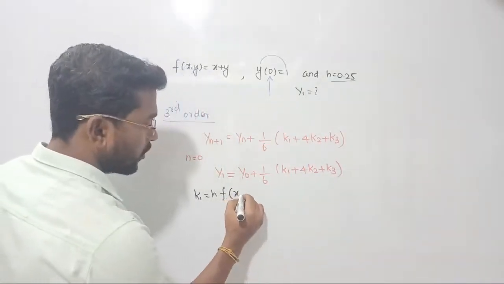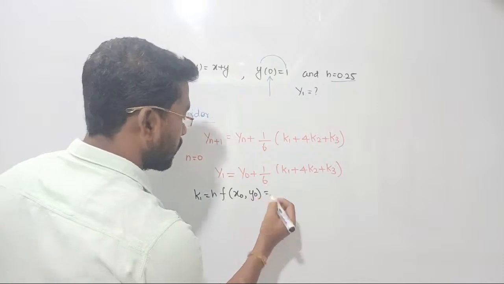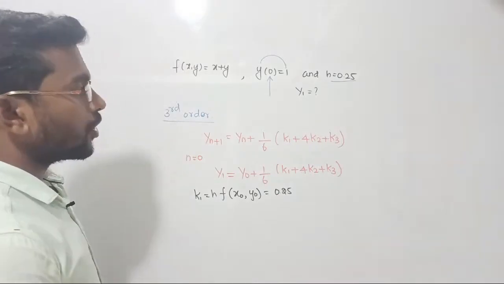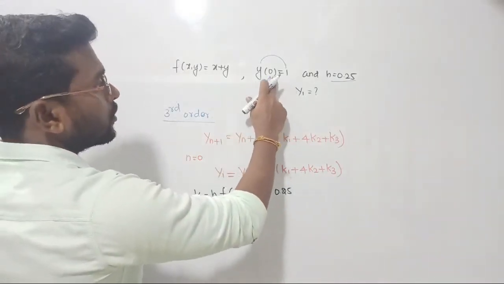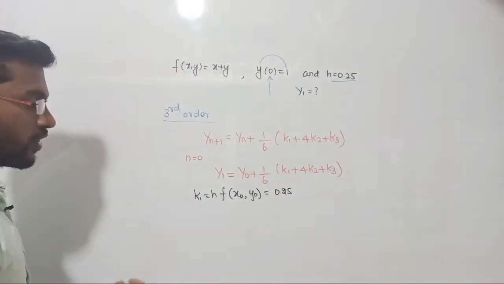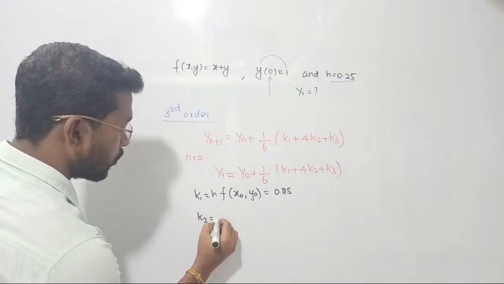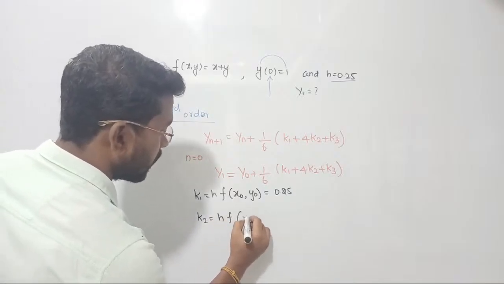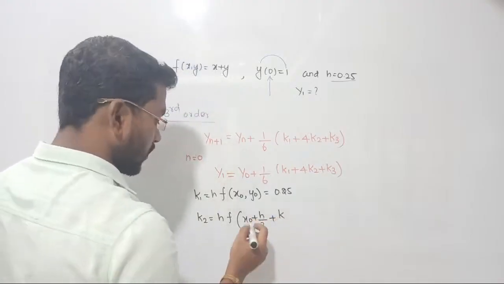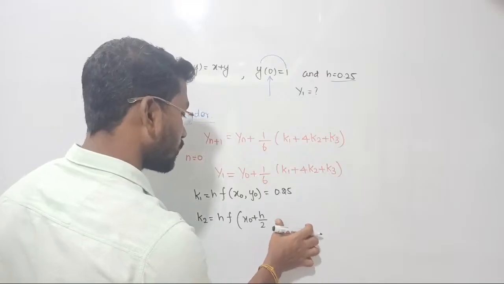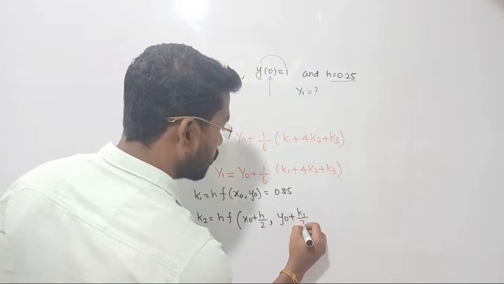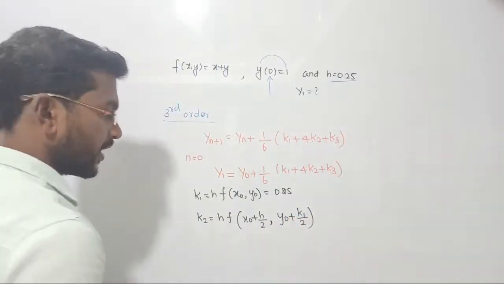So initially we have to find the value of x0, comma y0, right? Let's see, h is what? Step size 0.25, right? f of x0, comma y0. x0 is 0, y0 is 1. So 0 plus 1 will give you 1 only, which is equal to 1 into 0.25. Now let's try and find the value for k2. That is h into f of x0 plus step size h by 2, comma y0 plus k1 upon 2. Clear? That is the formula. Let's try and find the answer.